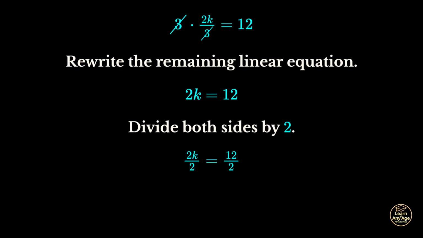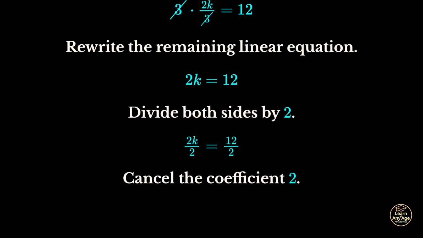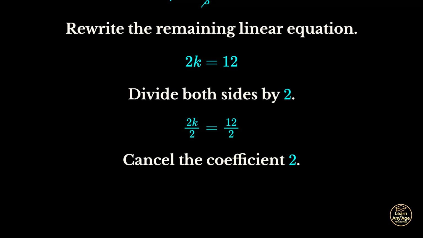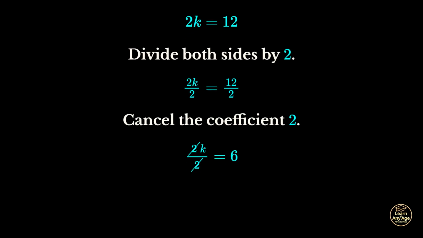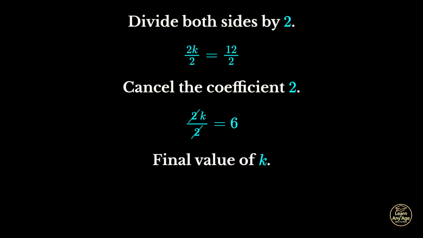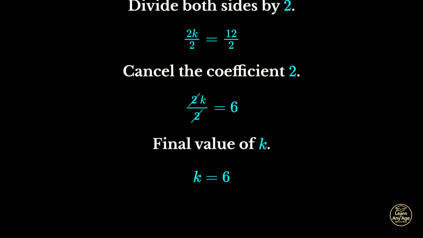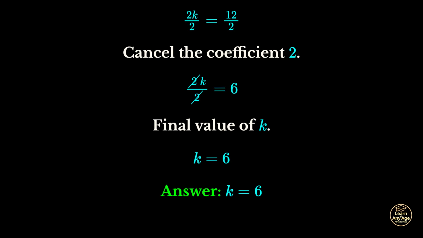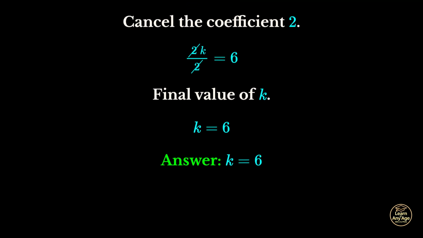2k over 2 equals 12 over 2. Cancel the coefficient 2. 2 cancelled out, k over 2 cancelled out, equals 6. Final value of k. k equals 6. Answer, k equals 6.